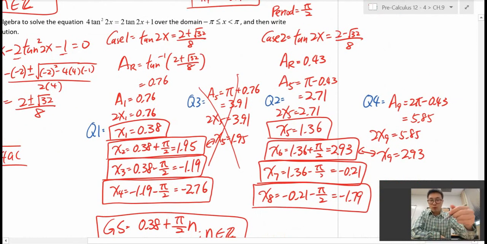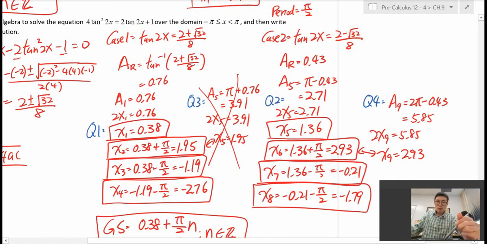Okay, moving on to case 2, when tangent 2x is equal to 2 minus root 32 over 8. Notice this will be a negative value. So what you should do to find a reference angle, recall, is to get this value first, and this is going to be negative something. Whenever you find a reference angle, you take the inverse tangent or inverse trig of the absolute value of this.